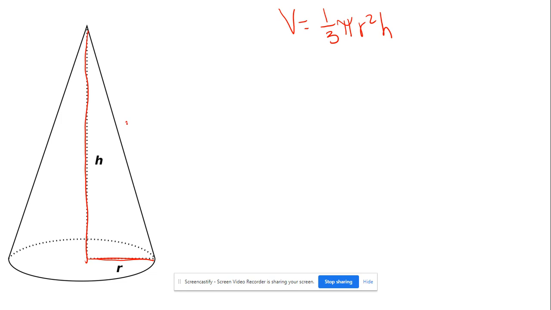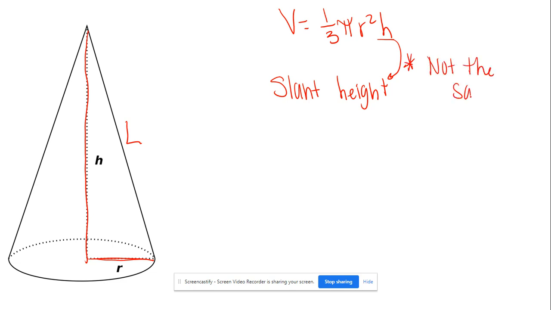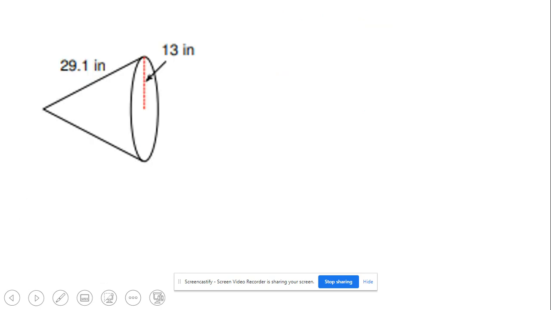Now I'm going to talk about a different height, and it's with a capital L right there, and that's going to be our slant height. Something to know about your slant height, it is not the same as this little h. Not the same, okay? What is important to know is that we're going to use the slant height to find the little h, but we can't use the slant height and just plug it into our formula. I'm going to show you through an example.